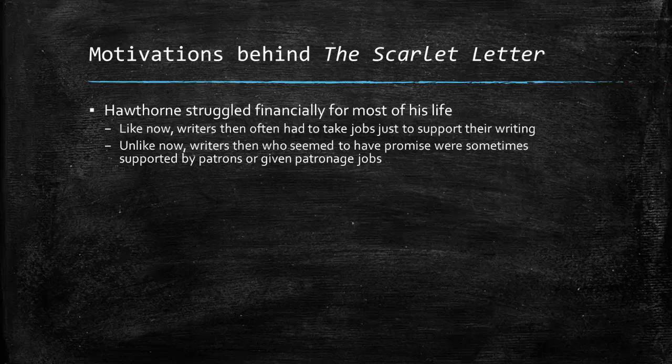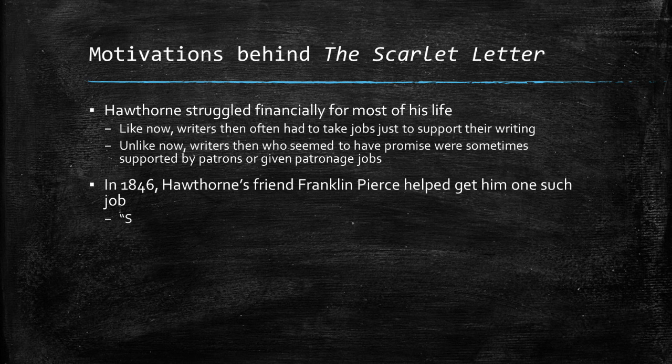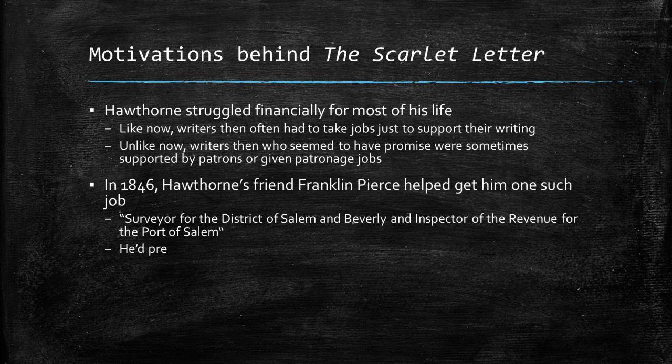By the time Hawthorne came around, there weren't so many patrons for artists as there were patronage jobs, jobs given to writers and artists that were typically part-time, so that they could earn a livable wage, but at the same time still give them plenty of time to create their art. In 1846, Hawthorne's best friend Franklin Pierce helped him get one such patronage job, made him surveyor for the District of Salem and Beverly and inspector of the revenue for the Port of Salem.